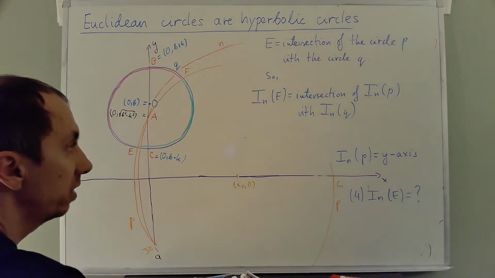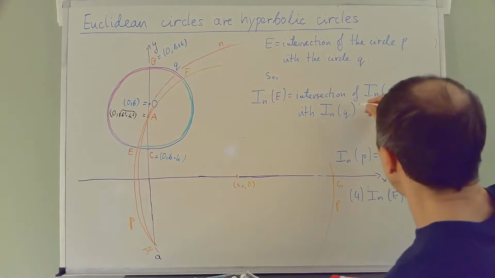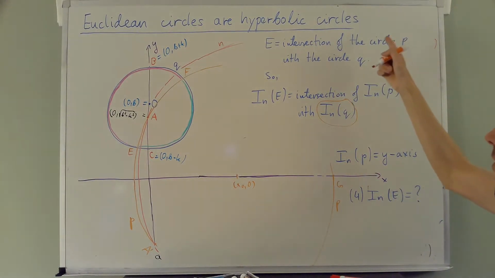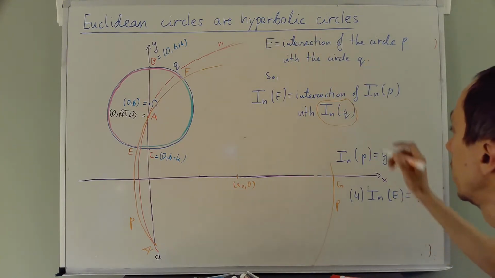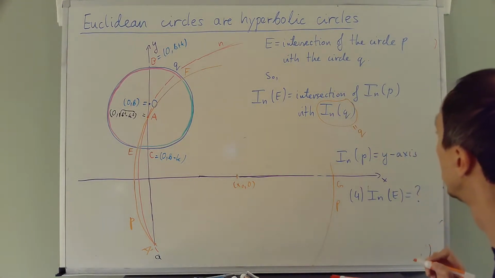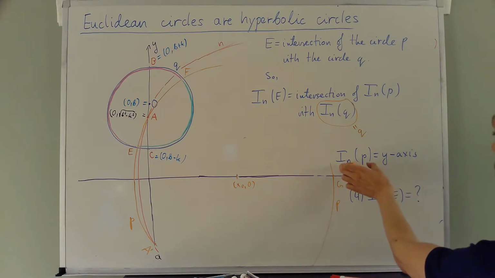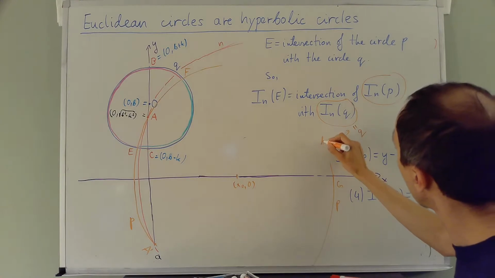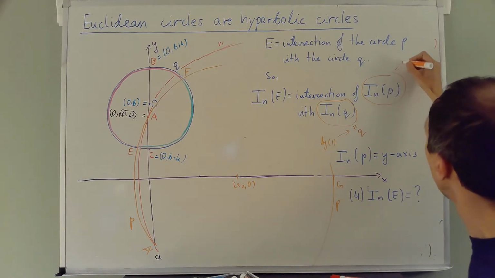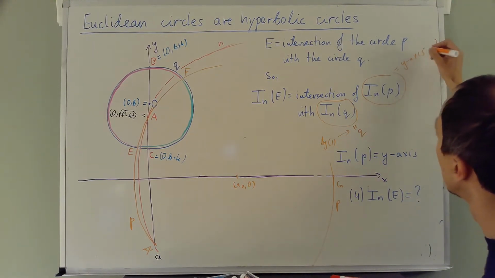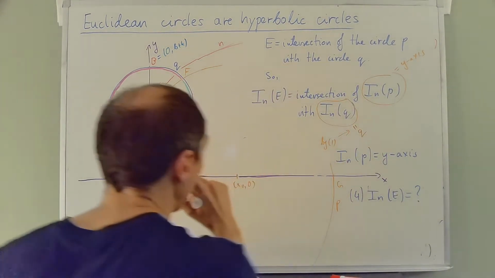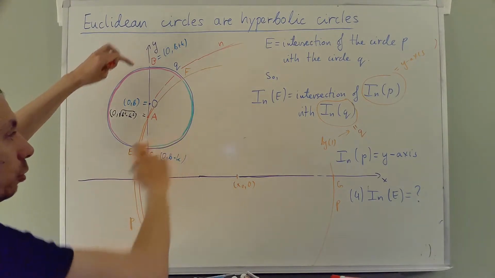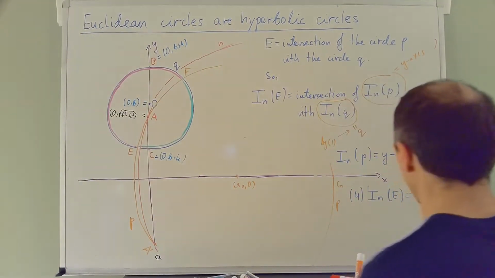But I now know what these things are, because we observed in part 1, which I unfortunately erased, that this is actually Q. And we also know what In of P is, that's the y-axis. So this is pi 1. And this is the y-axis. So the image of E is the intersection of the y-axis with the circle Q. So that's the point C.